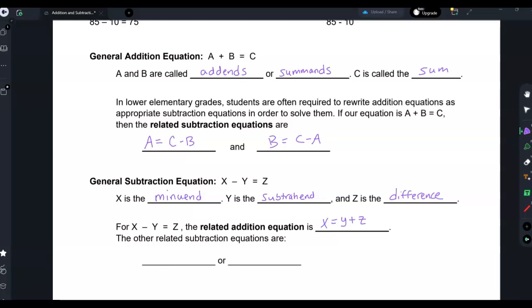And then we could write other related subtraction equations. So we could write y equals x minus z, and really that just comes from this addition one, or z equals x minus y. Or you could write that differently. You could write x minus z equals y. It doesn't really matter what order you write those things in. When it's an equation, we can write one side on the left and the other side on the right, or we could switch those. It doesn't matter. So same thing here. We could write that as x minus y equals z.